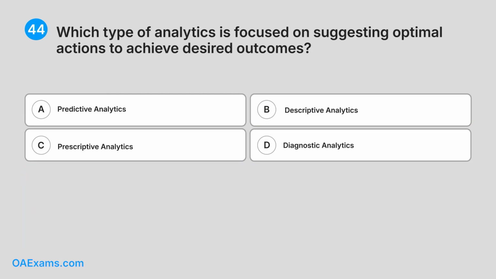44. Which type of analytics is focused on suggesting optimal actions to achieve desired outcomes? A. Predictive analytics. B. Descriptive analytics. C. Prescriptive analytics. D. Diagnostic analytics. Can you guess the answer?